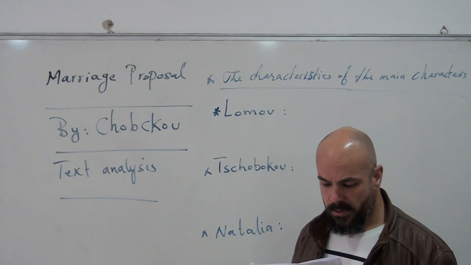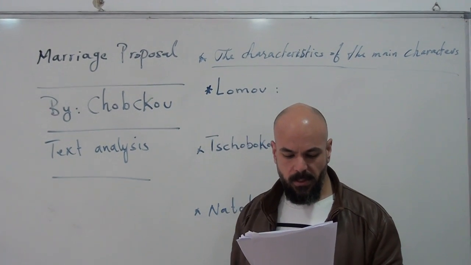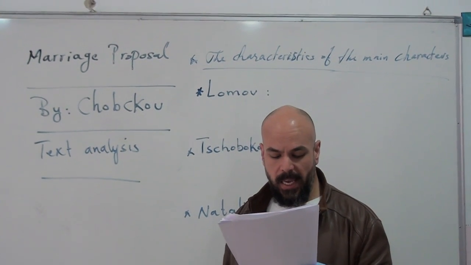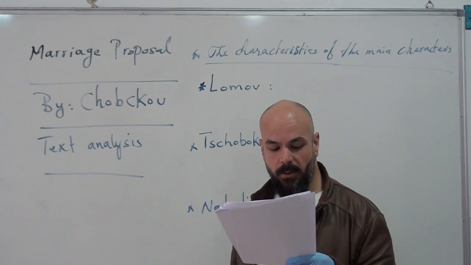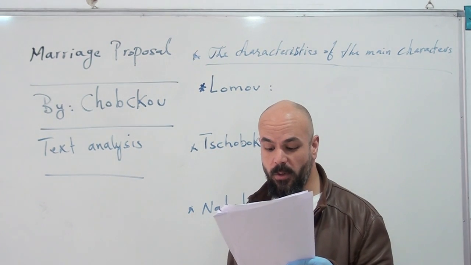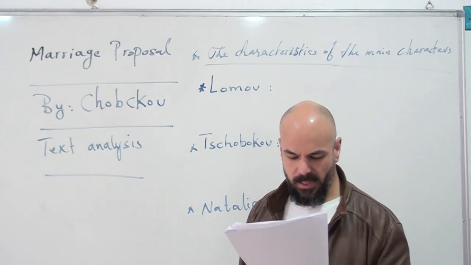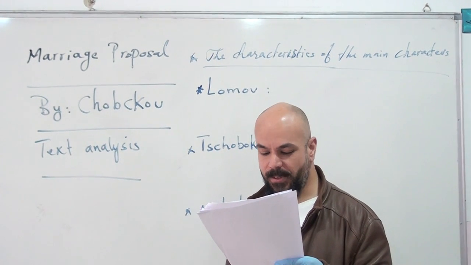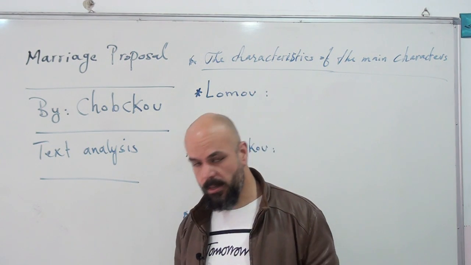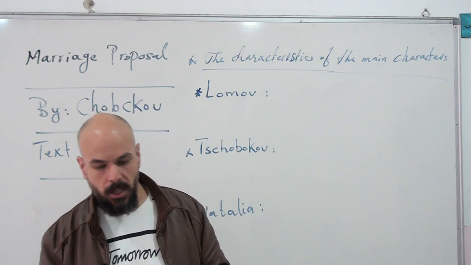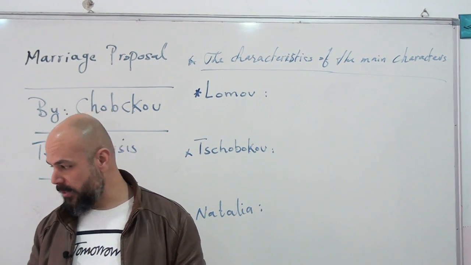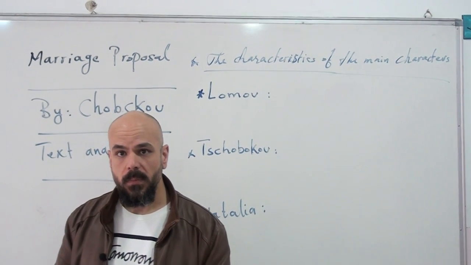Chubukov is not sincere in saying this. After some minutes, Chubukov starts fighting with Lomov over petty matters, and in fact he sides with his daughter in fighting with Lomov. He even abuses Lomov, calling him bad names. This shows his insincerity in saying this flattering sentence. He used many different bad words that described Lomov at that time.